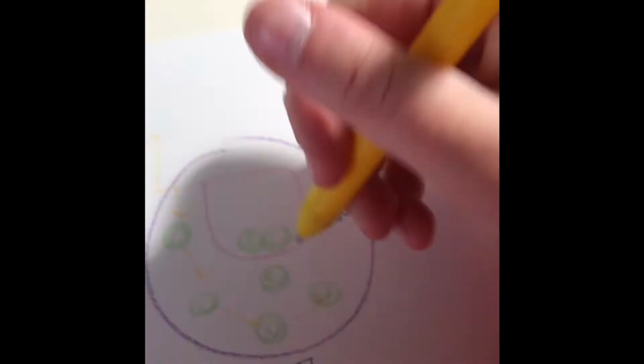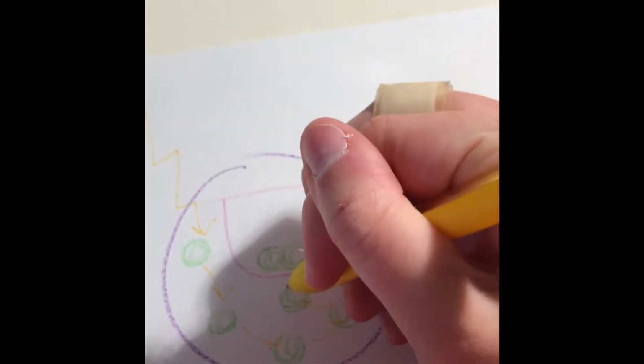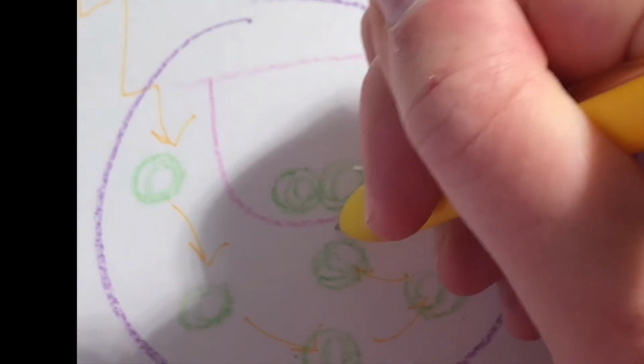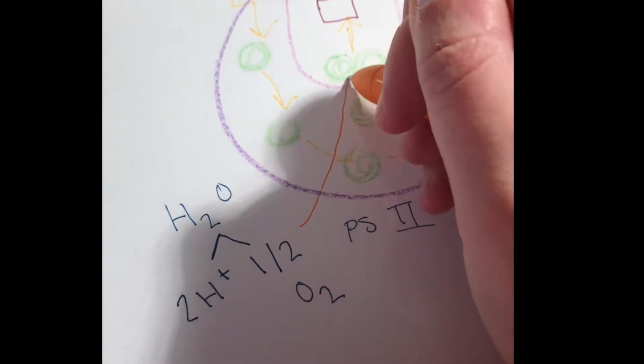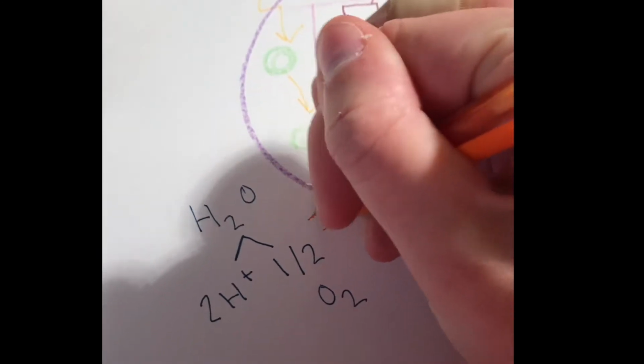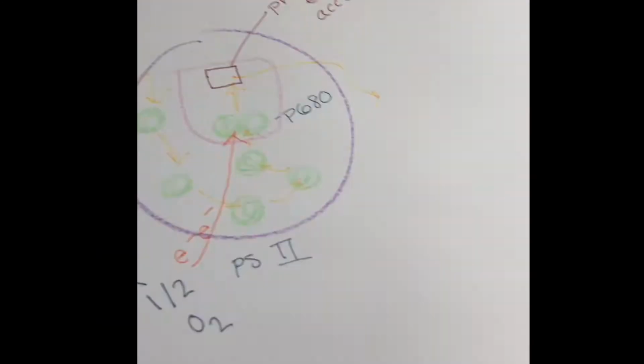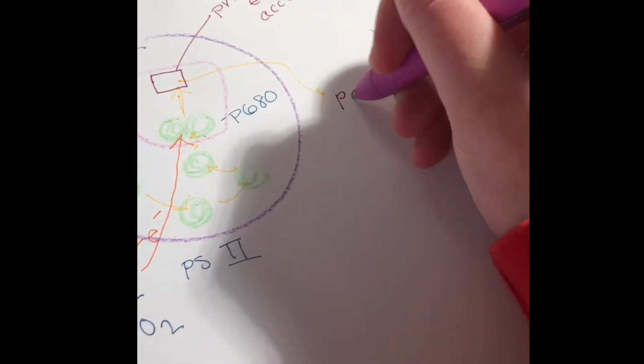The energy excites an electron, me, to a higher energy state. I am then transferred from the excited P680 to the primary electron acceptor. An enzyme then catalyzes the splitting of water into its components, and the electron replaces me as I leave photosystem II and make my way to photosystem I.